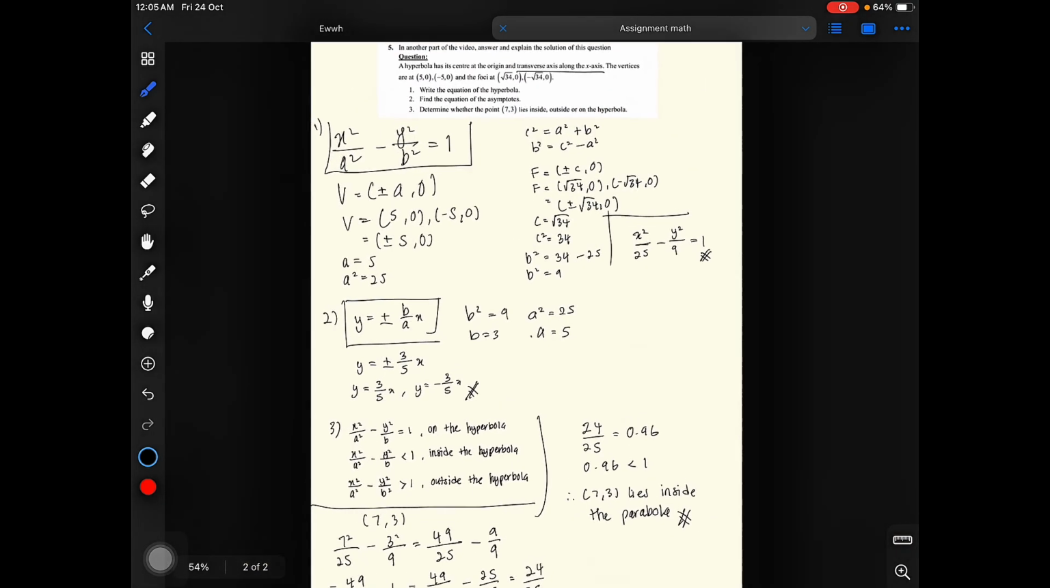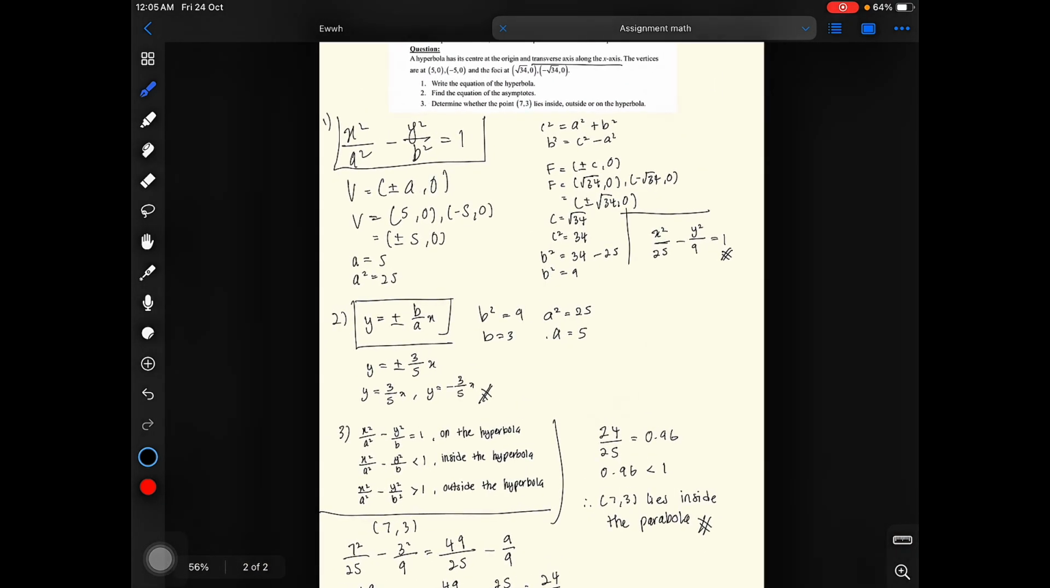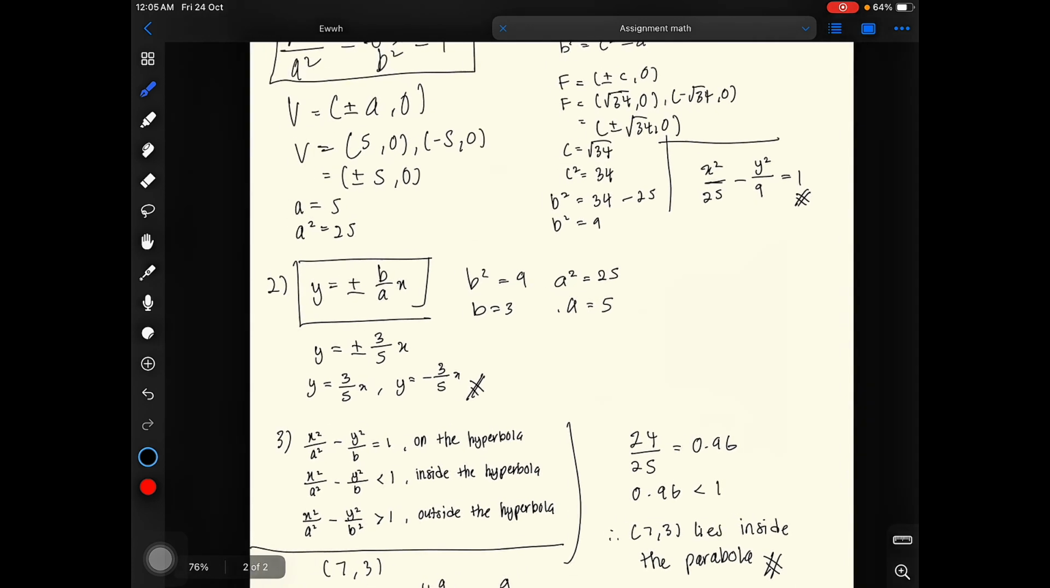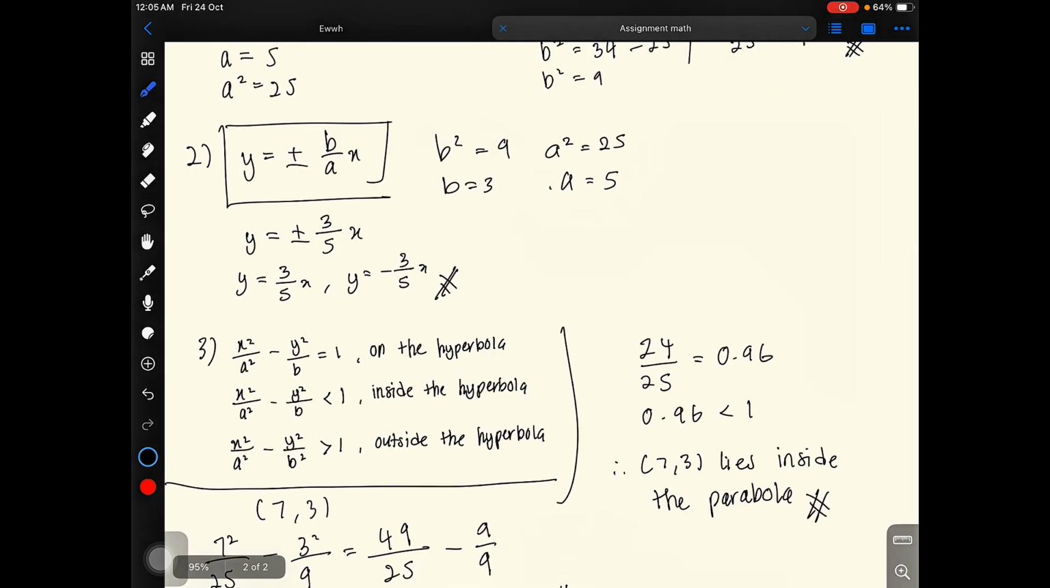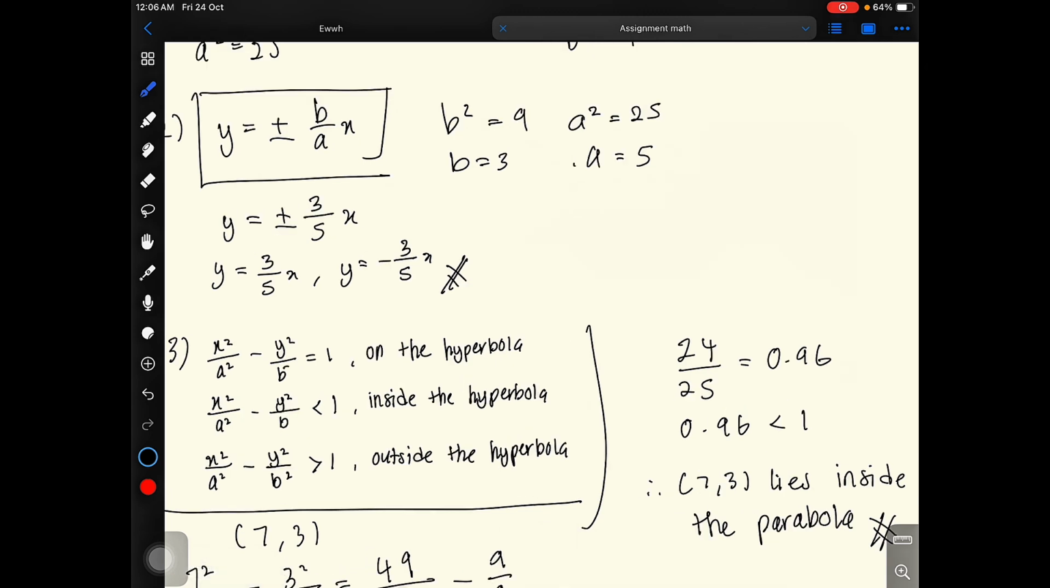And the last question, determine whether the point (7, 3) lies inside, outside, or on the hyperbola. First, we must know that if x squared over a squared minus y squared over b squared is equal to 1, the point is on the hyperbola, while if the hyperbola expression is less than 1, it's inside the hyperbola. And lastly, if the expression is more than 1, it is outside the hyperbola.